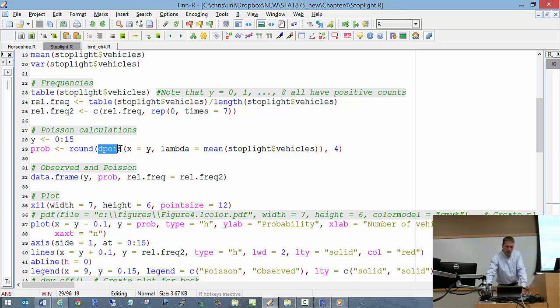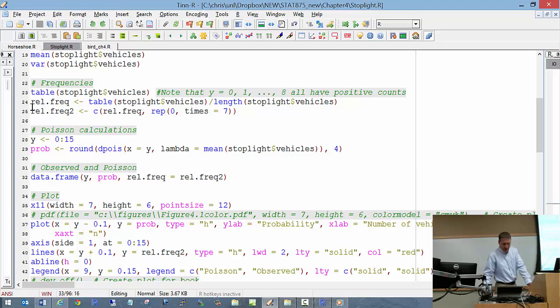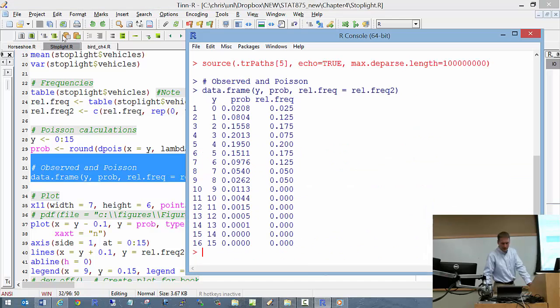To look at the Poisson probabilities, I can use the function dpois. And we've looked at the dbinom function before. It operates the same way. Distribution, Poisson. I want to find the probabilities at values of y. And my mean parameter, is that called mu in the syntax for dpois? Instead it's called lambda. So lambda equal, and I put the sample mean in there, round everything to a nice set of decimal places. Then let's combine everything in a data frame, and this is what I get.